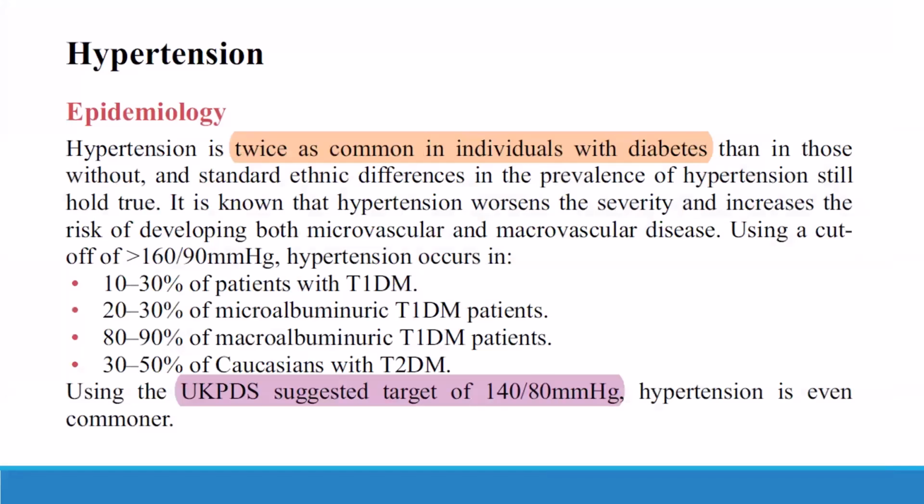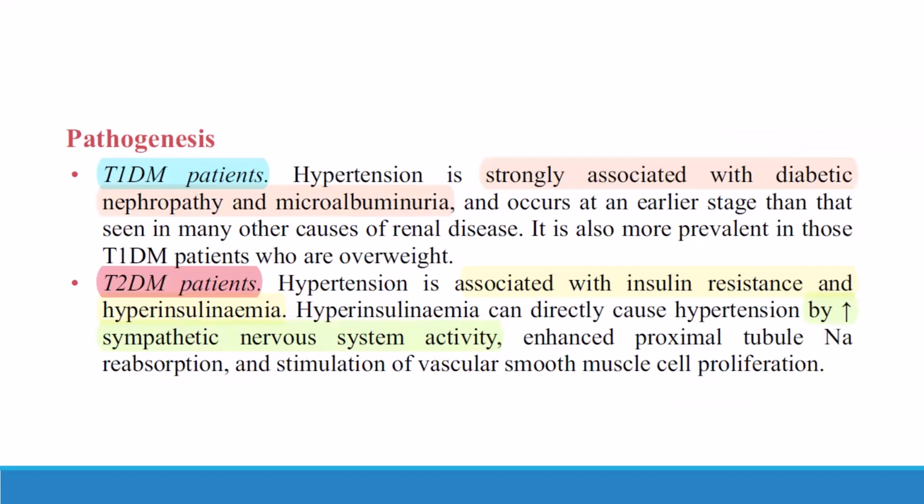Hypertension, of course, is twice as common in individuals with diabetes mellitus, and actually we have a lot of targets of the blood pressure. In each year, the guideline recommends a different target, but the Euglycemic study suggests target blood pressure to be less than 140/80, except if there is end organ damage or microalbuminuria and so on. In type 1 diabetes mellitus, hypertension is strongly associated with diabetic nephropathy and microalbuminuria. In type 2 diabetes mellitus, hypertension is associated with insulin resistance and hyperinsulinemia, and it will increase sympathetic nervous system activity.